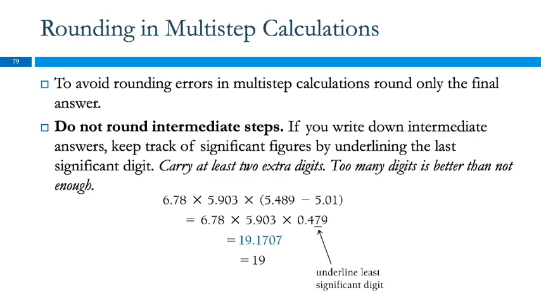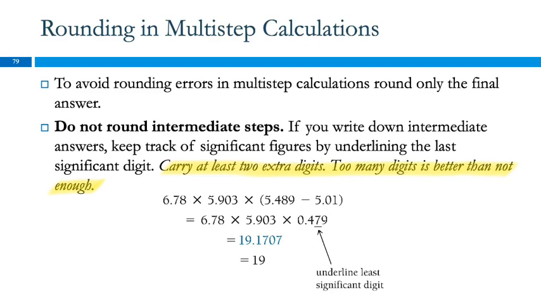So my advice is here. Carry at least 2 extra digits. Too many digits is always better than not enough, because you can knock them off later. Carrying too many digits will not cause any rounding errors. Carrying too few will cause rounding errors. What I have found works very well is if you have to write down an intermediate value, write down 2 extra digits. You don't even have to worry about rounding those. And then carry on, and at the end, you can round your final answer, and you won't get any rounding errors.